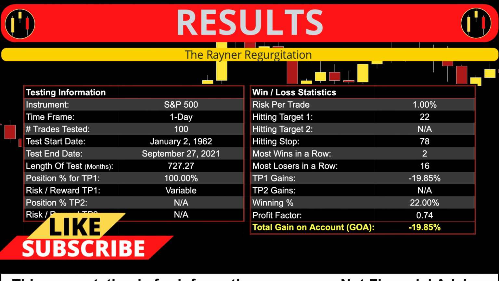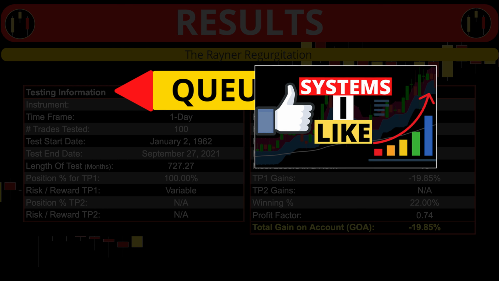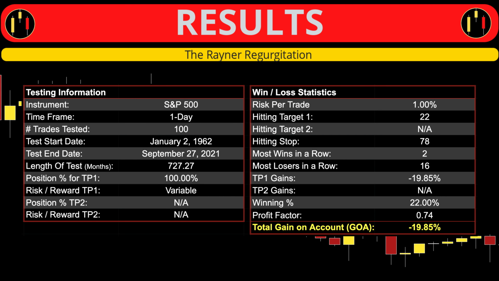Remember, this is just 100 tests on one instrument. If for some astonishing reason you are thinking of using this system, please do extensive back and forward testing and be sure to let our community know what you discover.